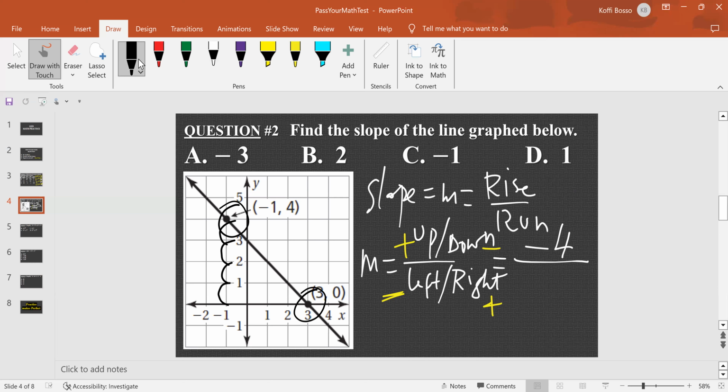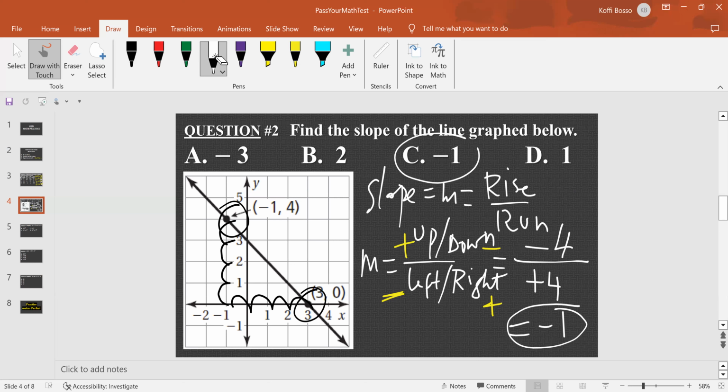After that, we'll move from this point 1, 2, 3, 4 to the other point. So 4 units to the right side. And because it's right, it's going to be +4. Okay, so -4 divided by +4 is -1. So the correct choice is C.